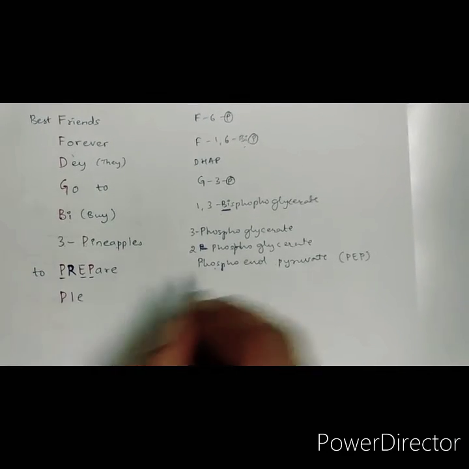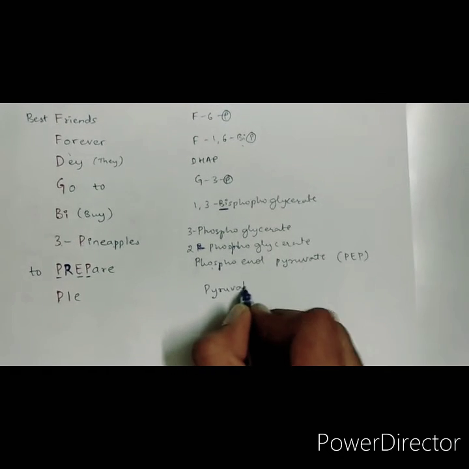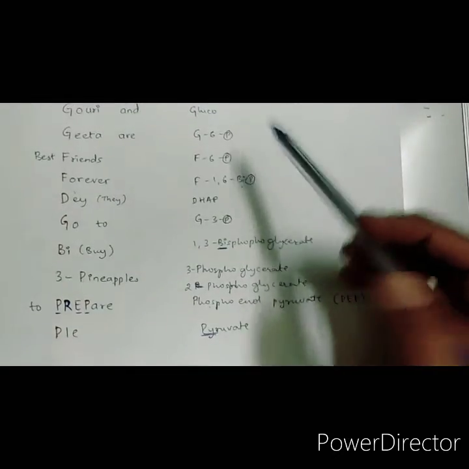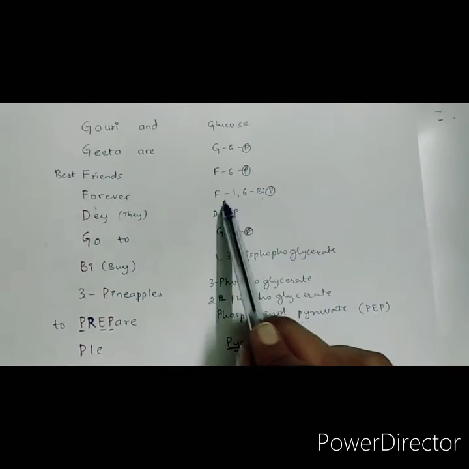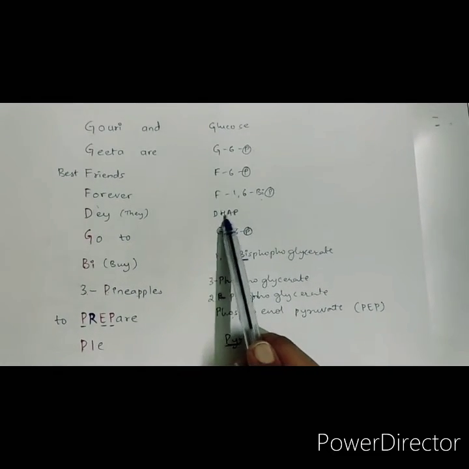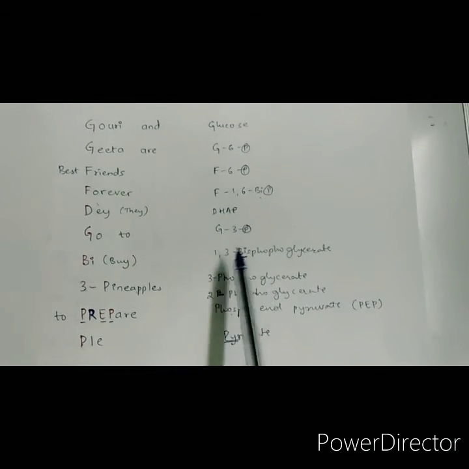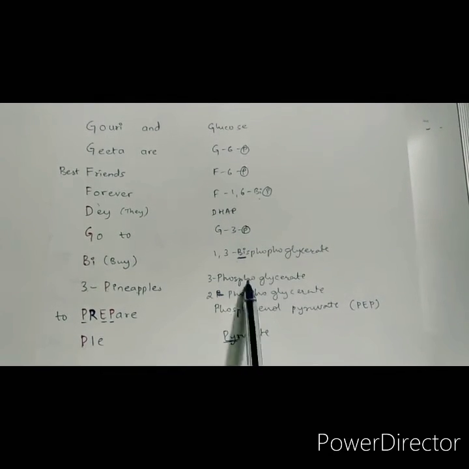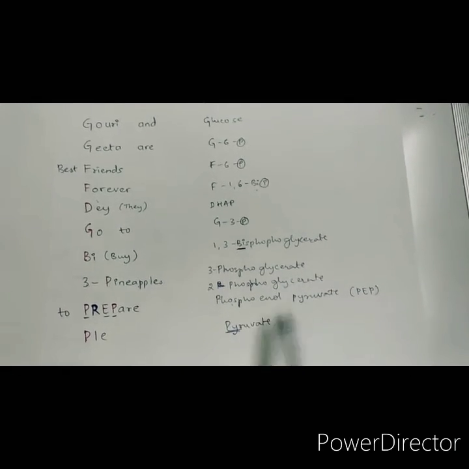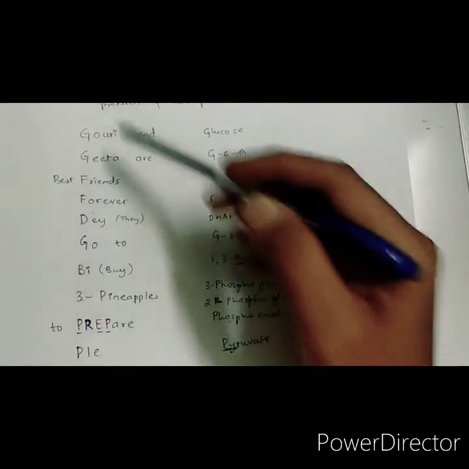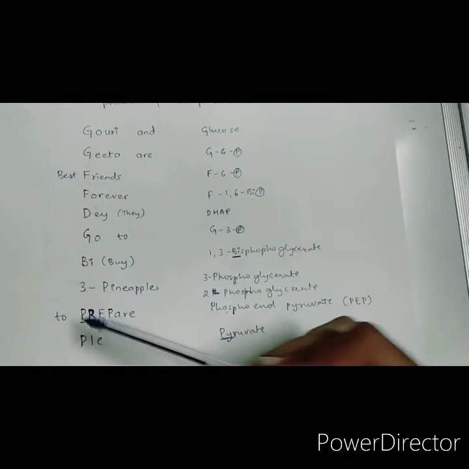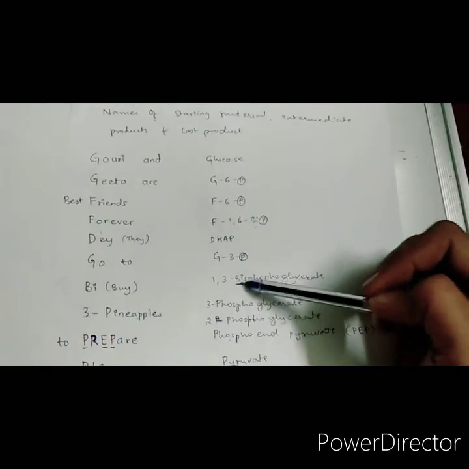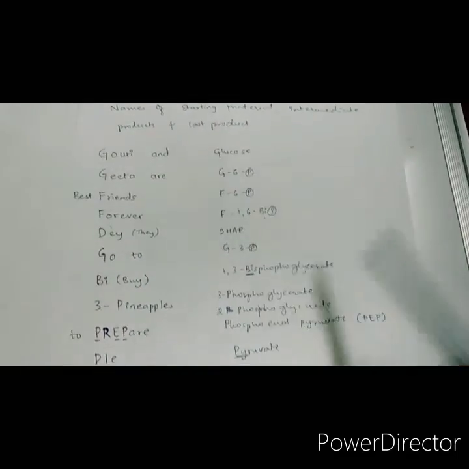And last, pie, is for pyruvate. You can remember pyruvate. So this is how you can remember glucose 6-phosphate, fructose 6-phosphate, fructose 1,6-bisphosphate, dihydroxyacetone phosphate, glyceraldehyde 3-phosphate, 1,3-bisphosphoglycerate, 3-phosphoglycerate, 2-phosphoglycerate, phosphoenol pyruvate and pyruvate. By remembering this sentence: Gauri and Geeta are best friends forever. They go to buy 3 pineapples to prepare pie. This is how you can remember the intermediary products, from the starting material to the last product of the glycolysis pathway.